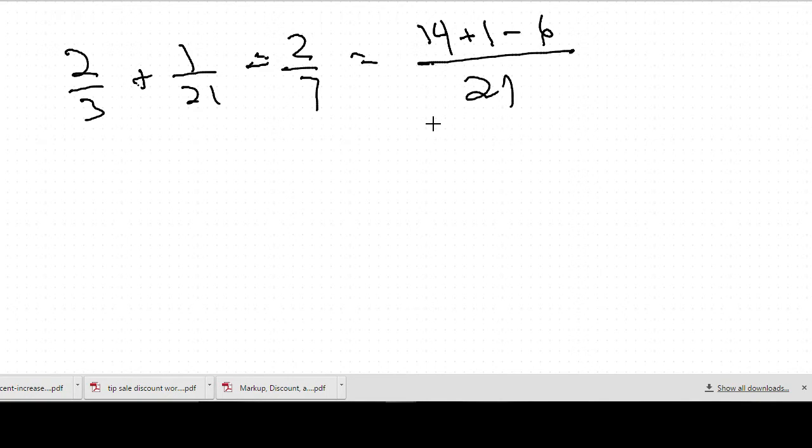Okay, now look at how I wrote mine, because that's the skill I want you to use. Oh, okay. Sorry. That's okay. Okay. So 14 plus 1 minus 6 over 21. And then that's 15 minus 6, which is 9. So 9 over 21, which can be 3 over 7. Good.